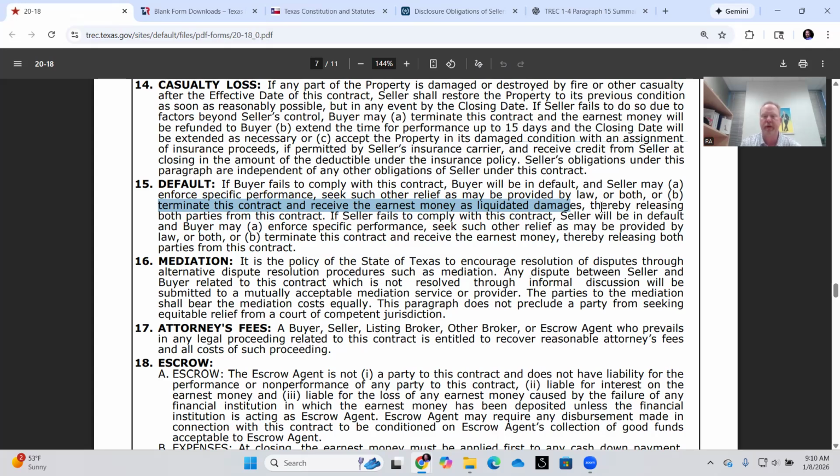Okay. When the earnest money is released to the seller, it would release both parties from the contract, meaning no further claims. They can't sue after that if they receive the earnest money. Very similar to what if the seller fails. If the seller fails to comply with the contract, the seller will be in default. The buyer has the opportunity to enforce specific performance, which is sue the seller in order to get the seller to sell the property to the buyer, or seek other relief as provided by law.